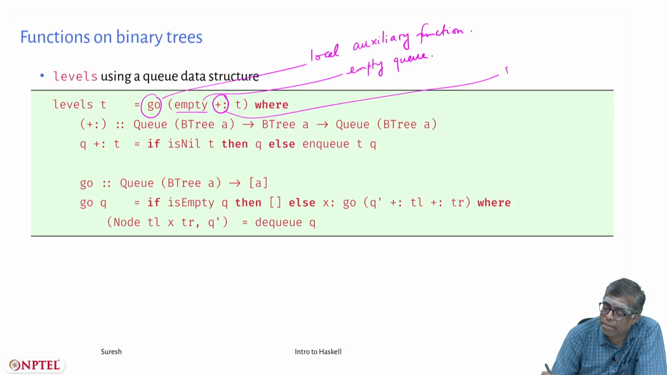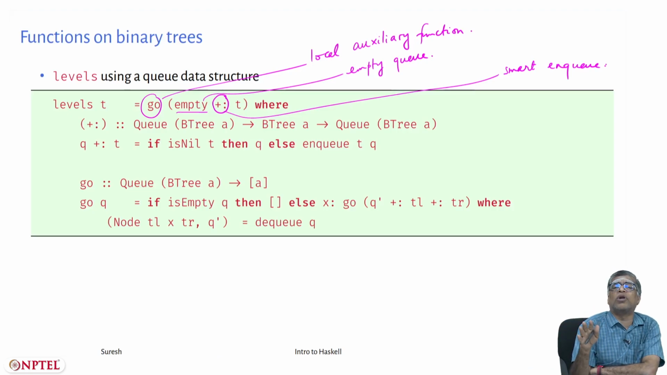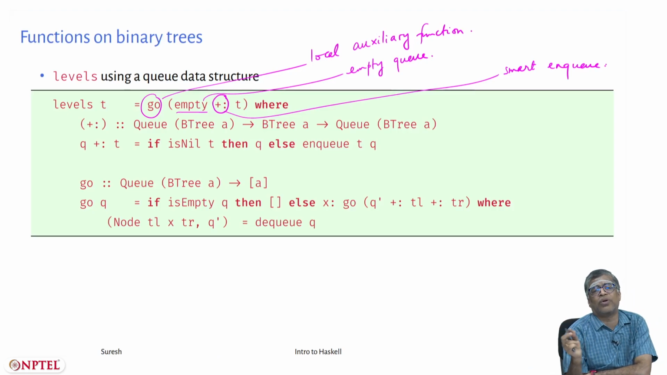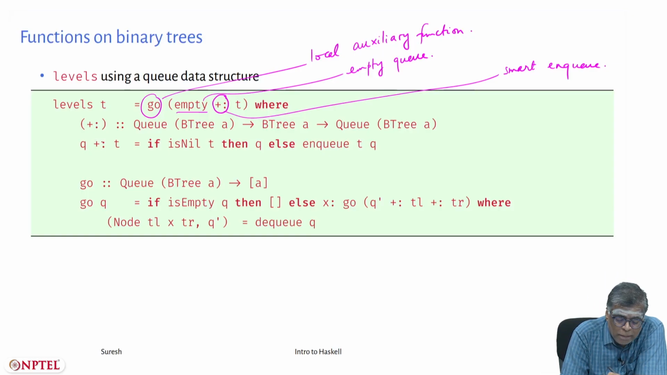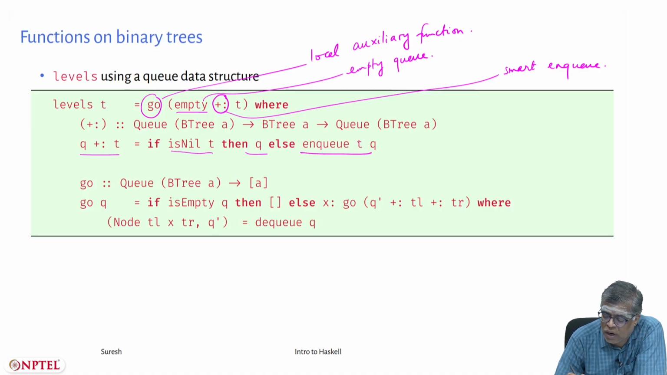Why is it smart? It will enqueue only if the tree that I want to enqueue is non-nil. If it is nil, then I won't do anything. Okay, so that is what this does. Q plus colon t: if is nil of t, then don't change the queue. Else enqueue the tree t inside the queue.